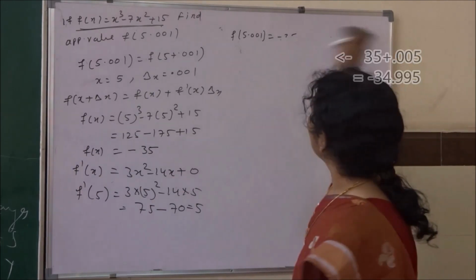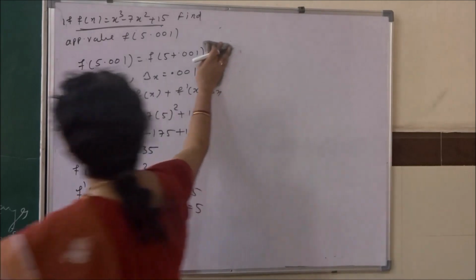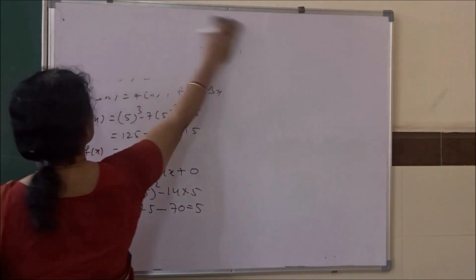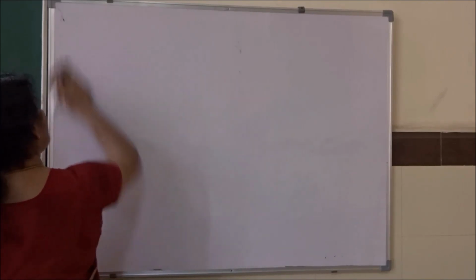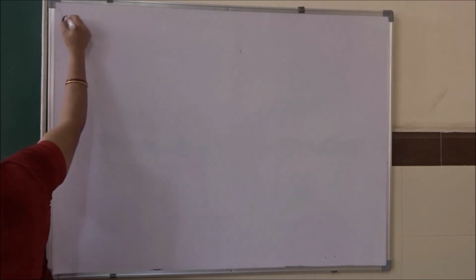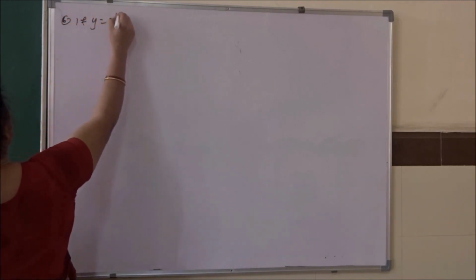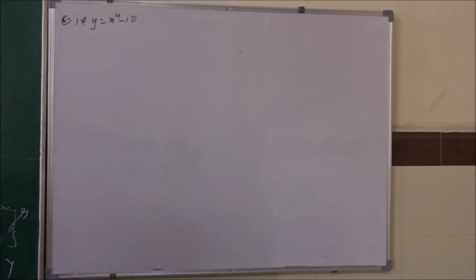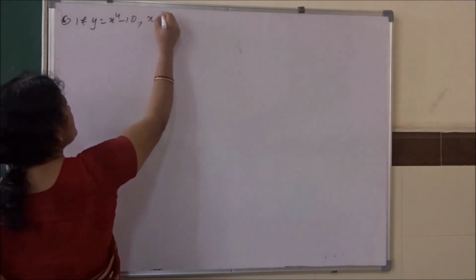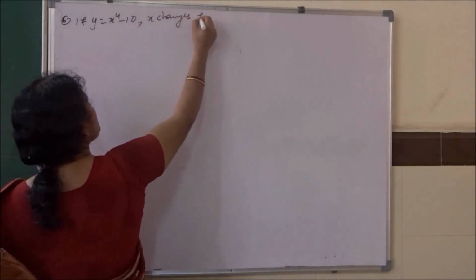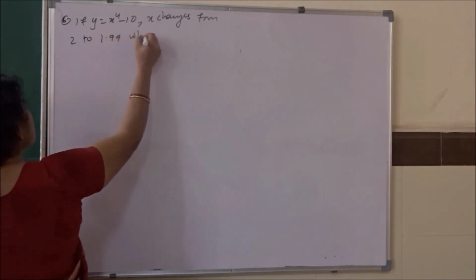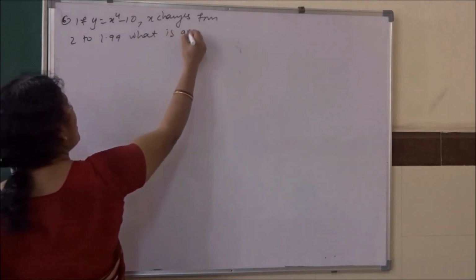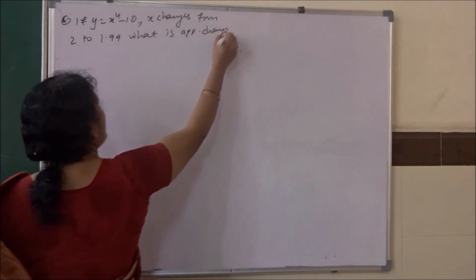Okay, fine. Anyhow, next let us see one more question, the last question. Are you clear how to do this type? Now, let us take another type of question. Okay, fine. This is the last one for approximation questions. What another question is saying: if y equal to x power 4 minus 10, x changes from 2 to 1.99. What is the approximate change in y?